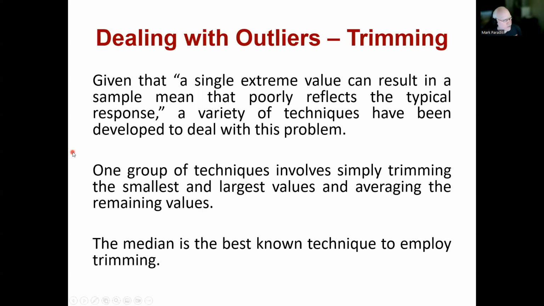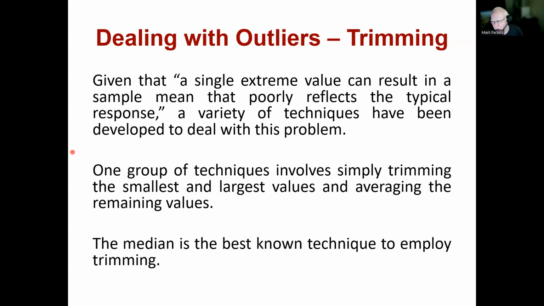So there's a variety of things that we can try to do, given that outliers are fairly typical in our data. Particularly if you have a data set of a sufficient size, having an outlier is not particularly unusual. To be honest, it's not only not particularly unusual, it's fairly common. We need ways that we could possibly deal with it. So try to come up with techniques that still capture the typical value, but that are less sensitive to outliers. And so given that a single extreme value can result in a sample mean that poorly reflects the typical response, a variety of techniques have been developed to deal with this problem.